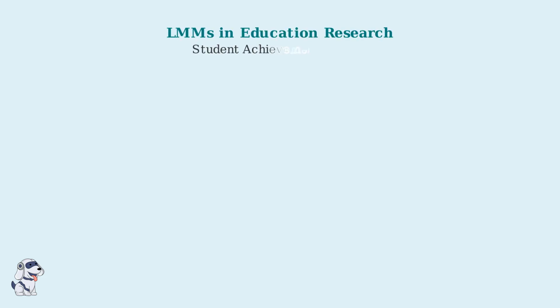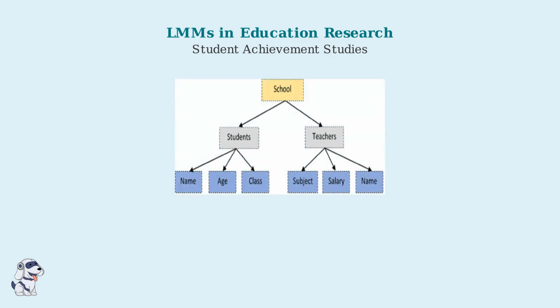Linear mixed models have found powerful applications in education research, particularly in studying student achievement across different educational contexts. Education data naturally follows a hierarchical structure. Students are nested within classrooms, and classrooms are nested within schools, creating multiple levels of organization.